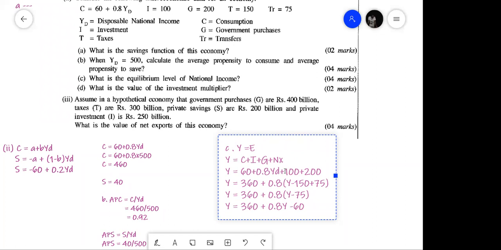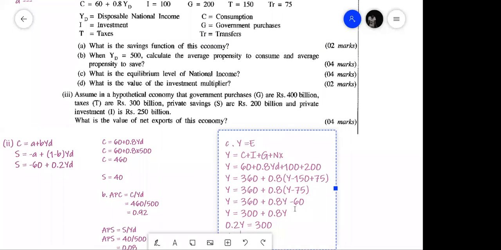So Y is equal to 300 plus 0.8 Y. I think after that, solving it is not an issue for you. So 300 plus 0.8 Y, so 0.2 Y is equal to 300. Y is equal to 1,500.